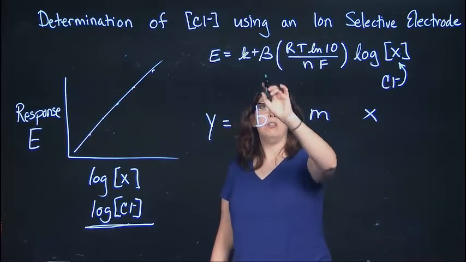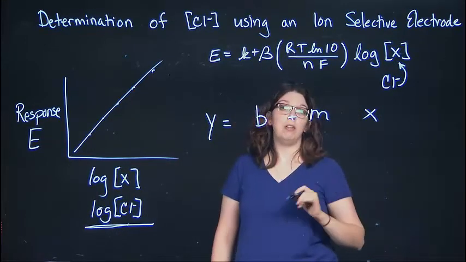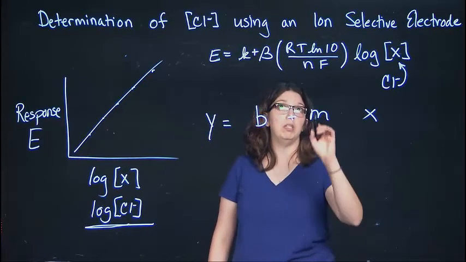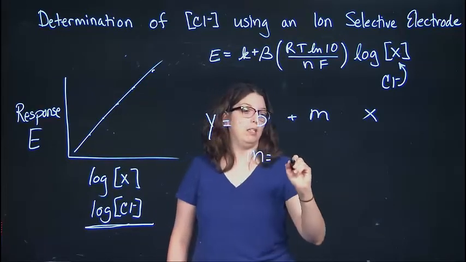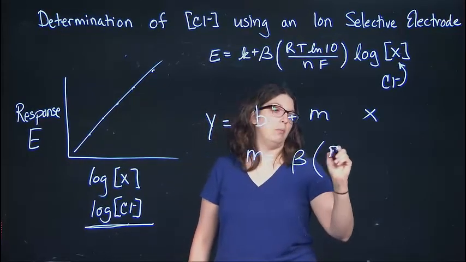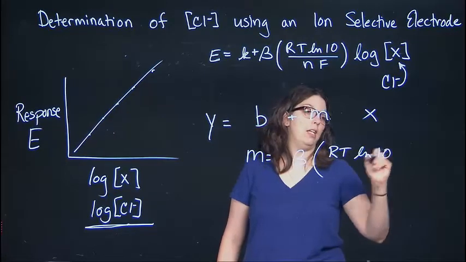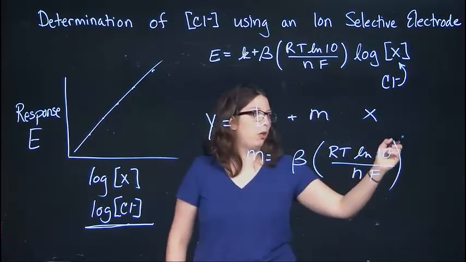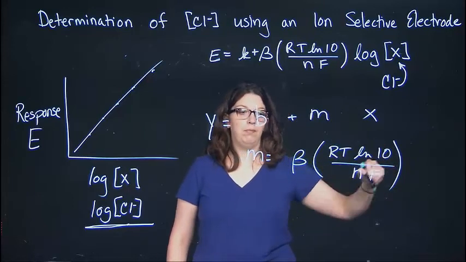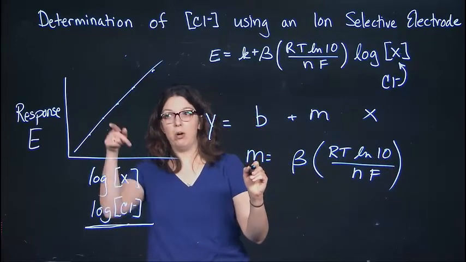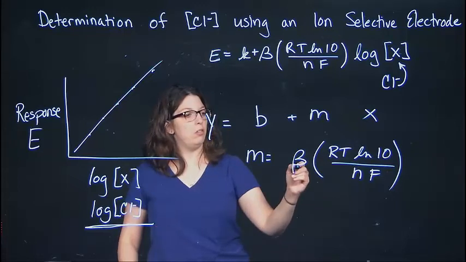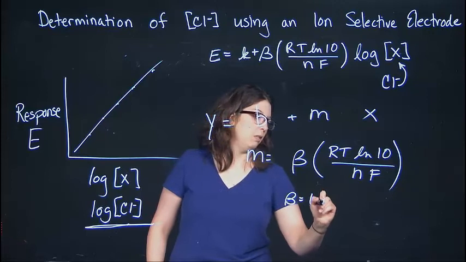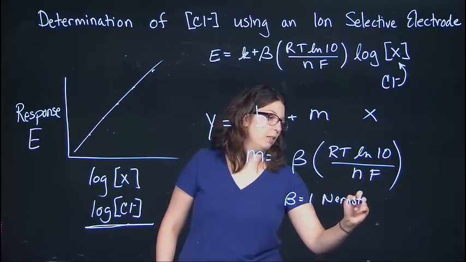And as I said, you can determine if the electrode response is Nernstian based on this direct calibration curve, because the slope is equal to beta times RT natural log of 10 over n times F. You know all of the values here, and you know the value of the slope from your calibration curve, so you can calculate beta. Okay?